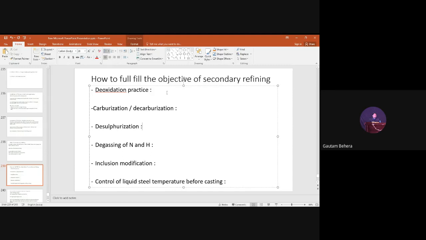In the deoxidation practice, basically we add deoxidizers, or alloying elements which have high affinity towards oxygen. Like you can add aluminum, titanium, vanadium, silicon, carbon, right? We can add those elements. The second one is to remove dissolved oxygen.